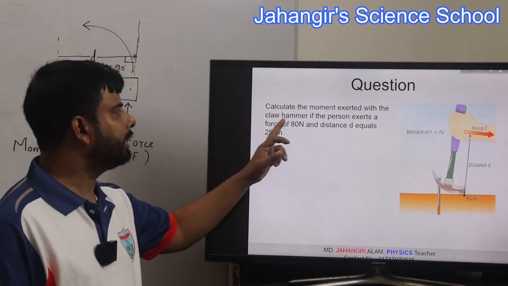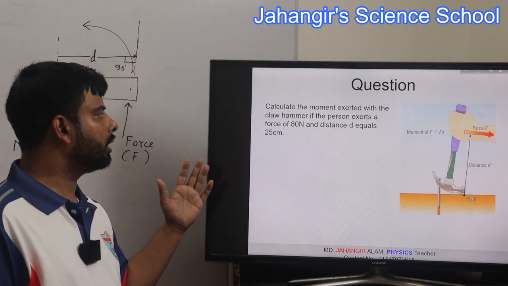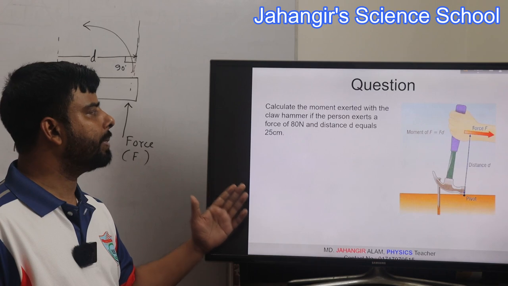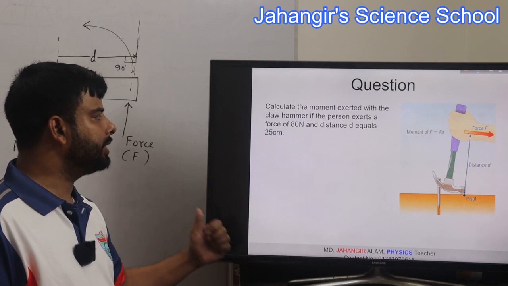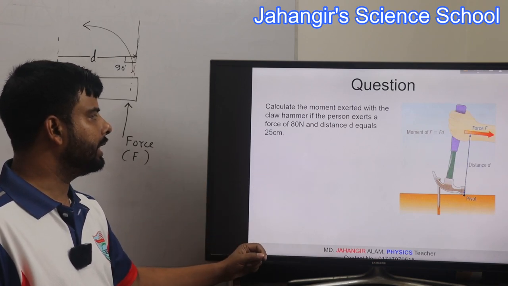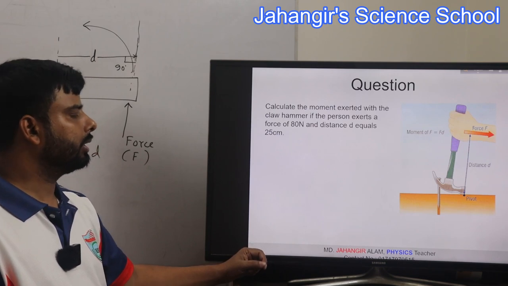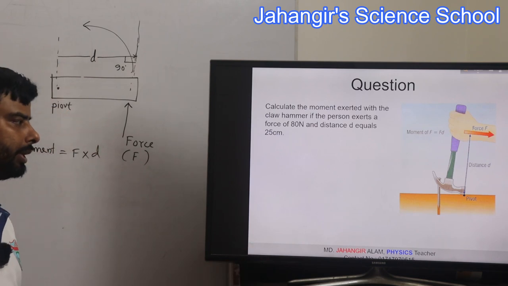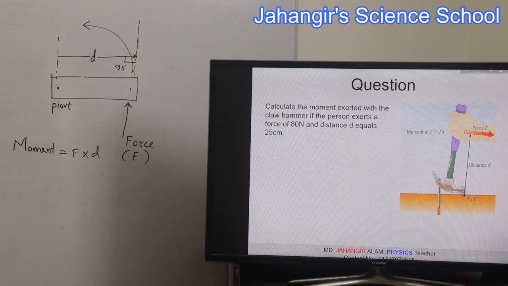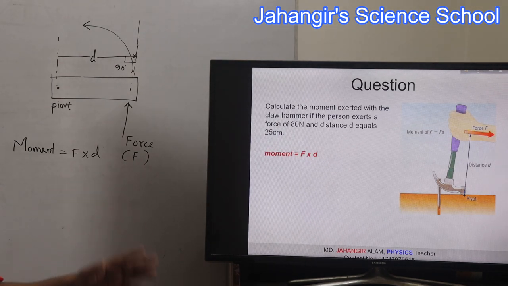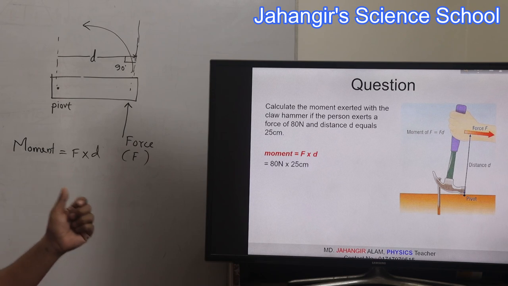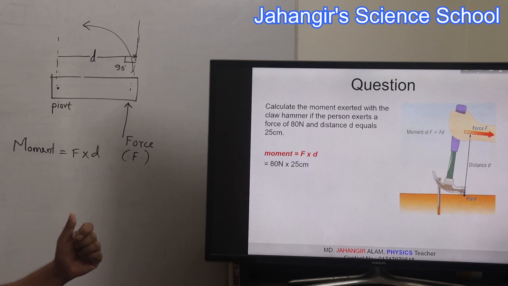Question: calculate the moment exerted with a claw hammer if the person exerts a force of 80 Newton and the distance d equals 25 centimeter. Then calculate the moment. We know moment equals force times perpendicular distance. So here force is 80 Newton, but the distance is 25 centimeter.